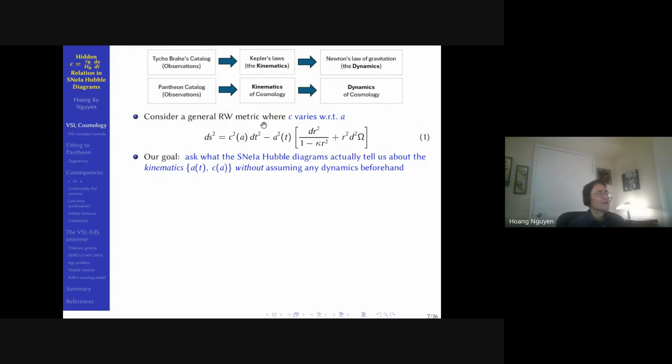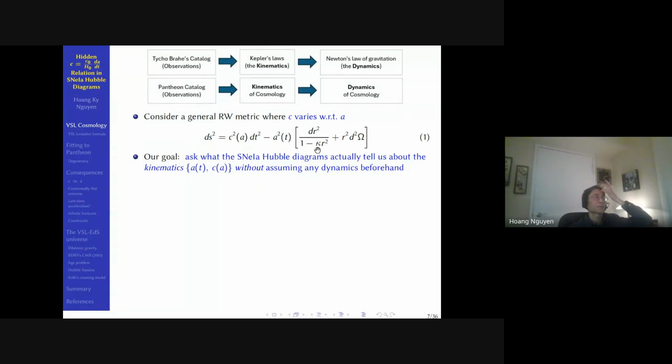Okay? So therefore we start from the general Robertson-Walker metric again. But in principle, this c here doesn't have to be a fixed number, a fixed constant. In Einstein's theory, he imposed two assumptions. Number one is that c is fixed, and number two is that the action is covariant. Okay, so those are the two assumptions, not just one. Anyway, we can relax that requirement on c to be a fixed number. Let c be dependent on the cosmic scale factor as well.